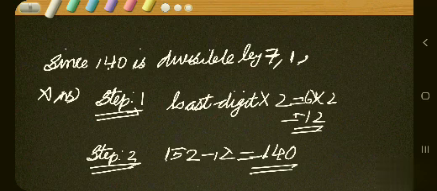What happened to this pen or this board? I don't know.